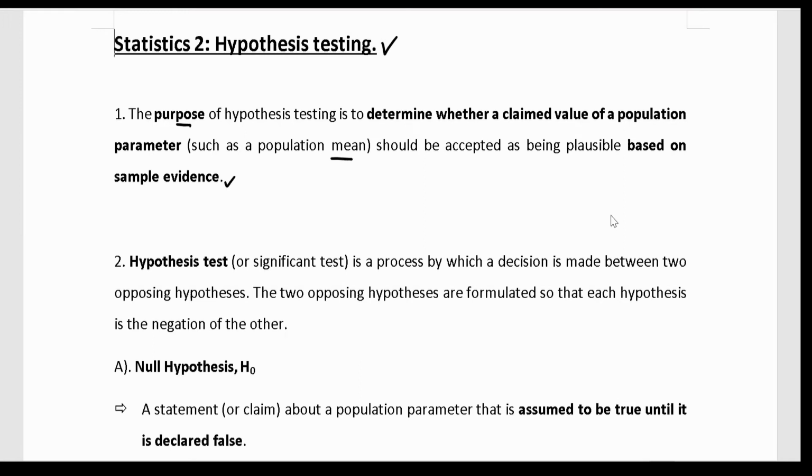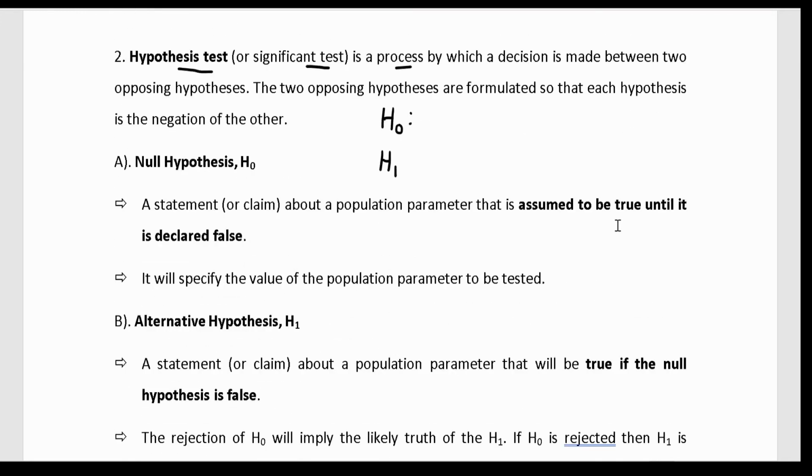Second point, a hypothesis test, or we call it a significance test, is a process by which a decision is made between two opposing hypotheses. The two opposing hypotheses are formulated so that each hypothesis is the negation of the other. For example, H0 and H1. H1 is the alternative hypothesis, and H0 is the null hypothesis.